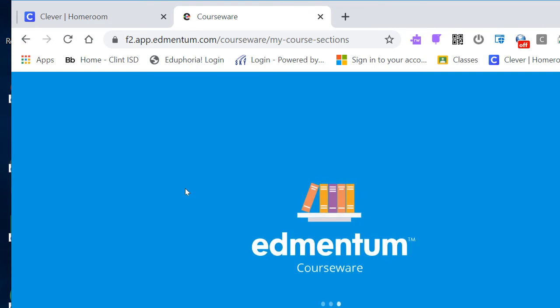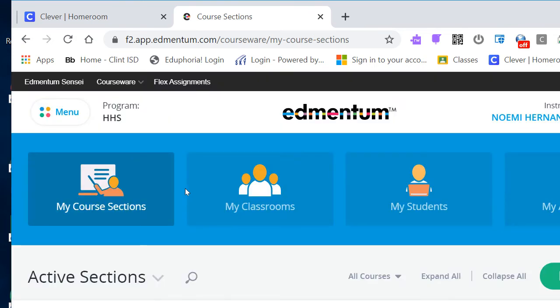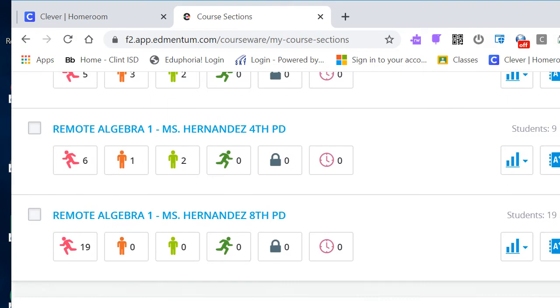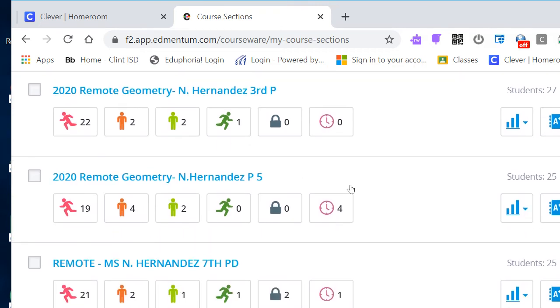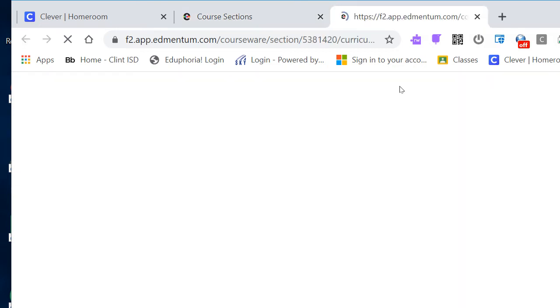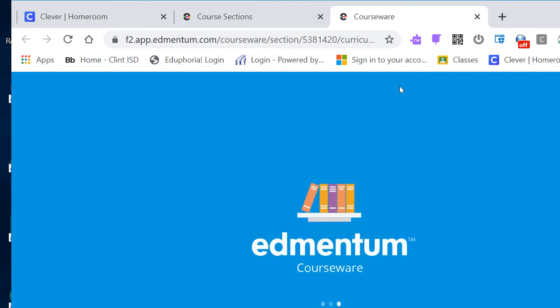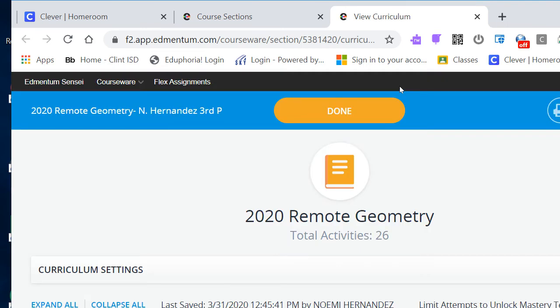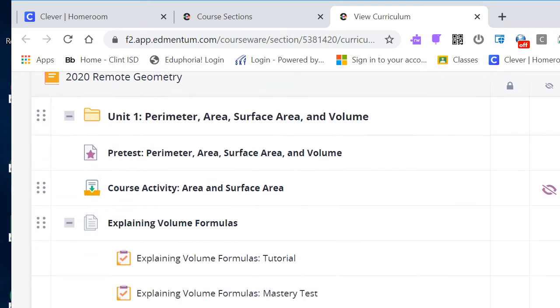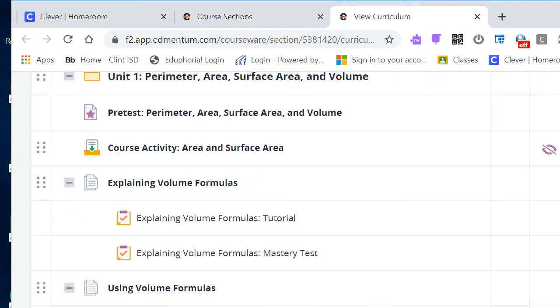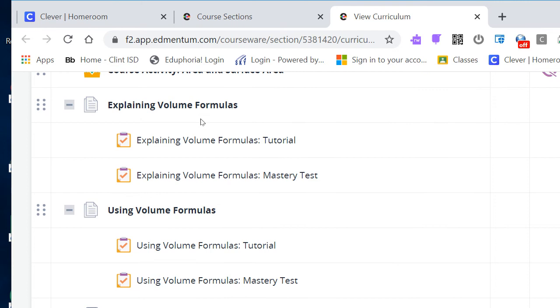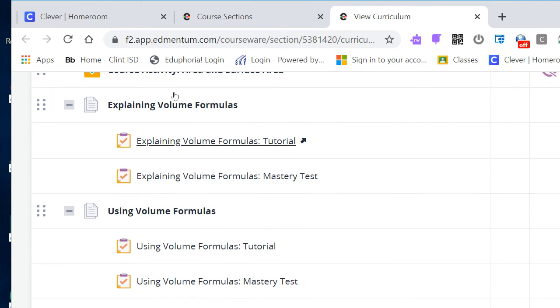Then you would look for your geometry class. Once you go to your geometry class, you can click on it and it's going to give you something that looks like this. It's going to give you your sections, titles, tutorials, and the mastery test. Before you take your mastery test, make sure that you follow the tutorial.